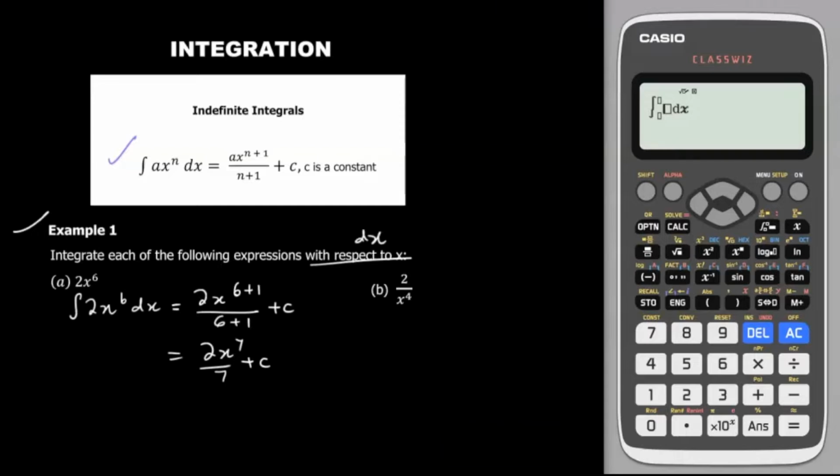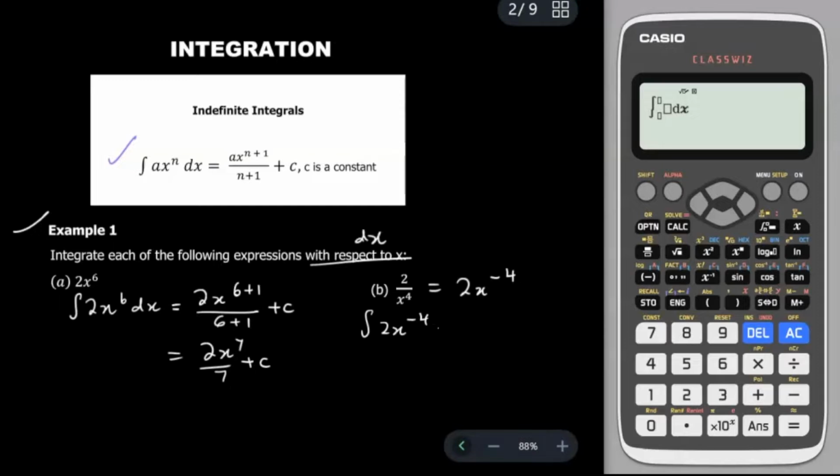Okay, now let's look at question B. So this is a fraction. So before that, we have to change it to index form. So become 2x power negative 4. So now we can start our integration. So integrate 2x power negative 4 dx. So equals 2x, so negative 4 plus 1 over negative 4 plus 1, then remember to plus c. Okay, so we get 2x negative 3 over negative 3 plus c. So we get negative 2 over 3x cubed plus c. And this is the answer.